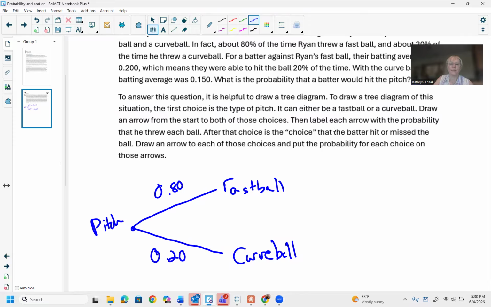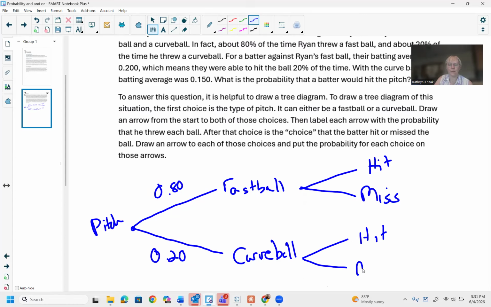Then what can happen? After the pitch is the choice that the batter hits the ball or misses the ball. So it's not really a choice, but they can either hit or they can miss. 20% of the time they hit the fastball. That means 80% of the time they miss the fastball. 15% of the time they hit the curveball, which means 85% of the time they miss the curveball.